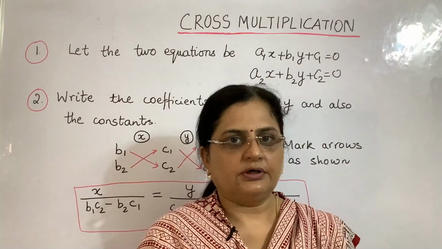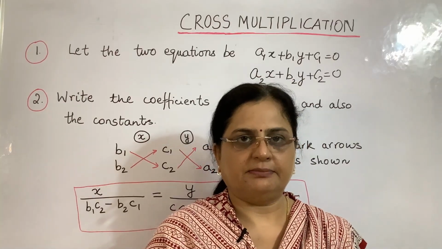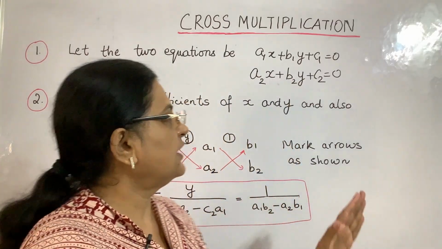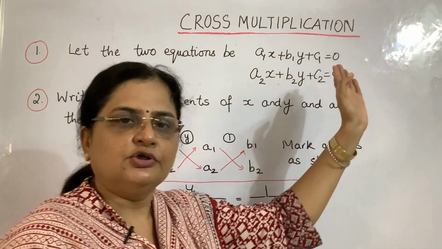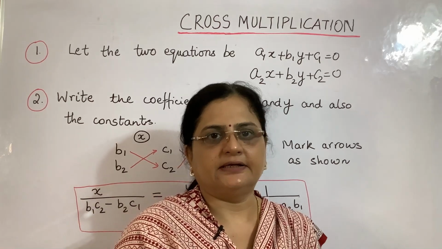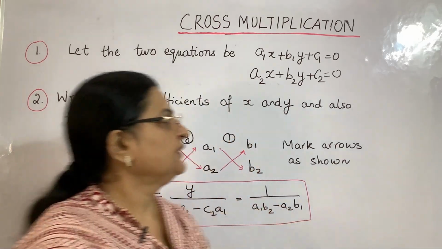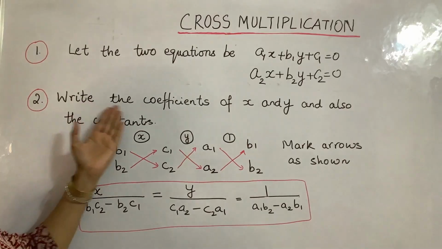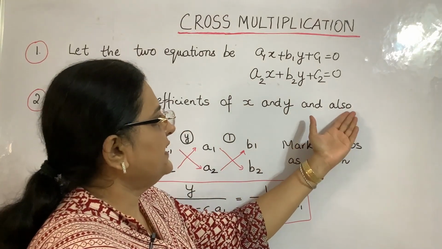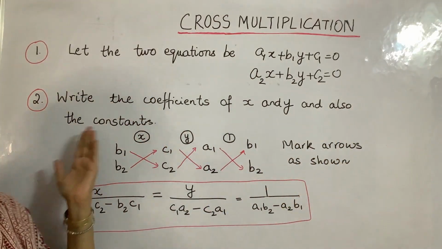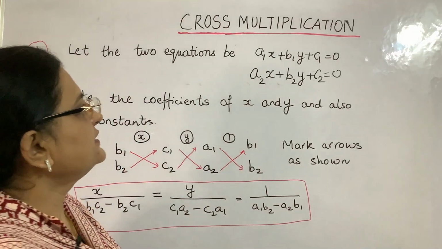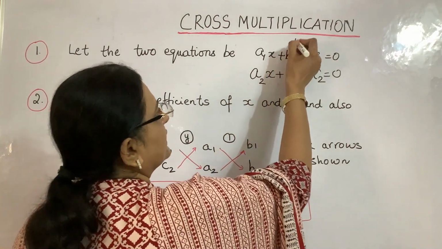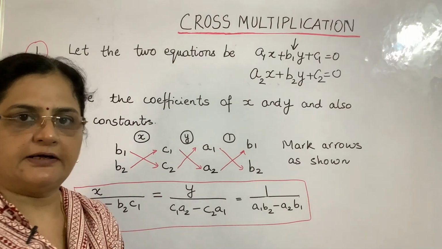So in order to do this cross multiplication method, we will have to transpose all the terms to the left hand side so that the right hand side becomes equal to 0. Now write down the coefficients of x and y as shown and also the constants. How do we write the coefficients of x and y? We will start from here, the middle one.